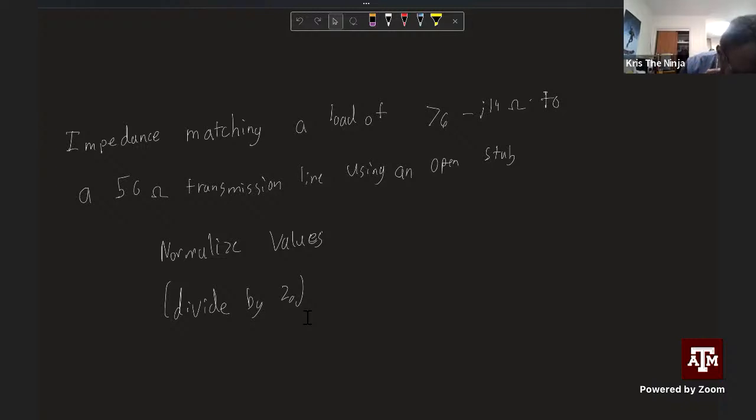You get your width of 0.142 minus 0.03. You get 0.112 lambda. So that is the dot.